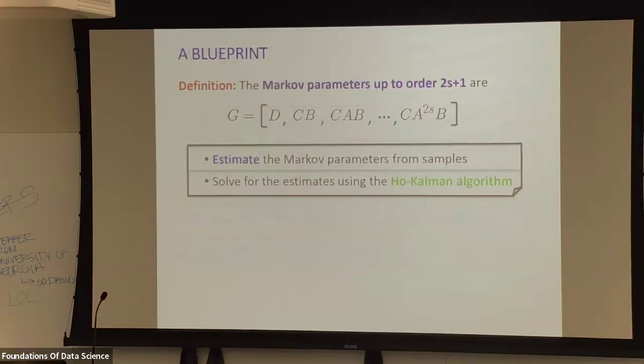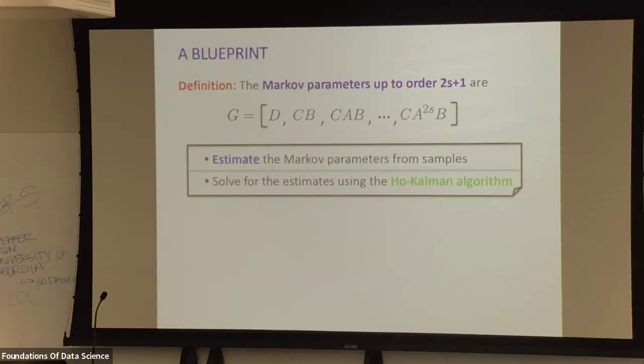So here's what my blueprint will be, okay? First, I have to talk about what the moments are. It'll be another block matrix. It's called the Markov parameters. It's D, you can just ignore D for this talk, CD, CAD, CA squared B, and so on. What this describes is the input-output behavior of my system. And I'll explain why that's true later.